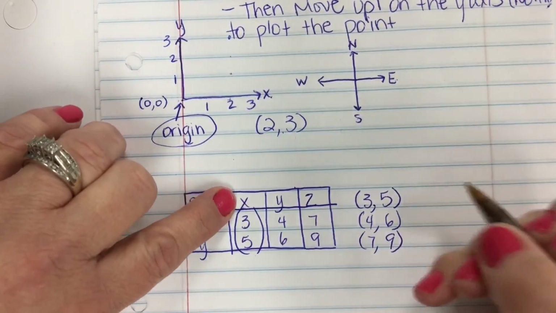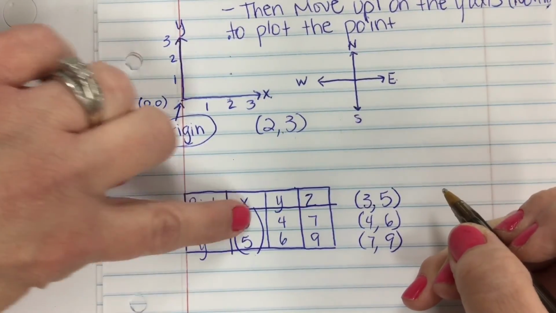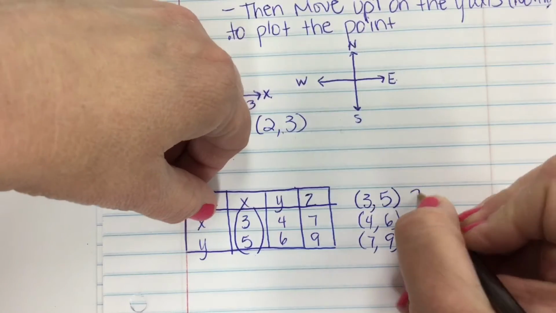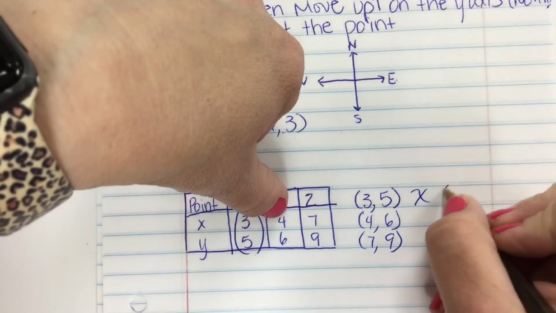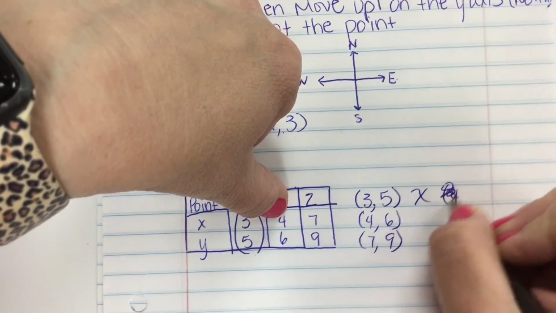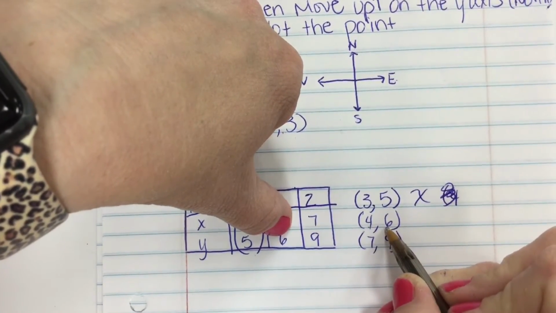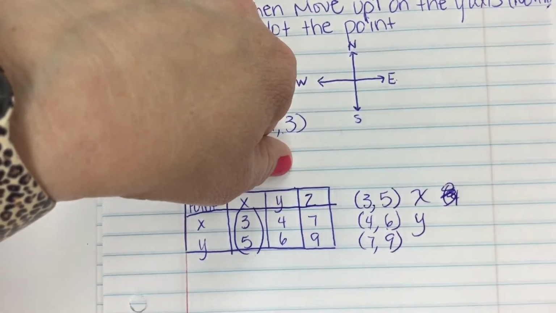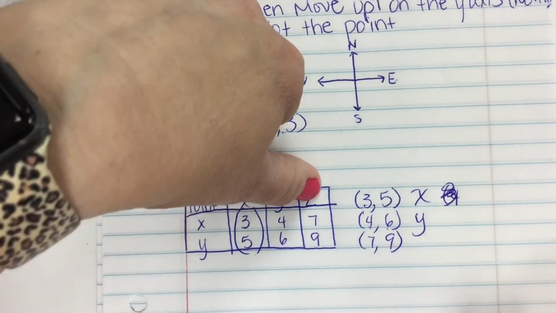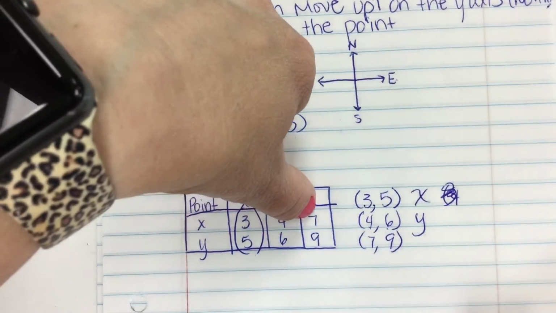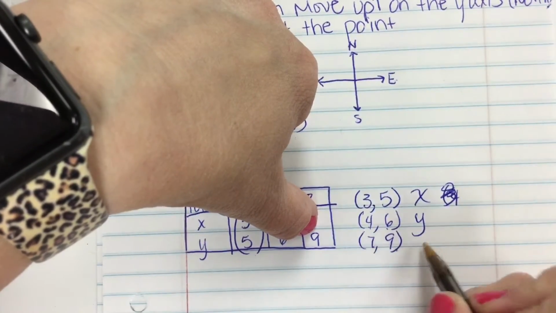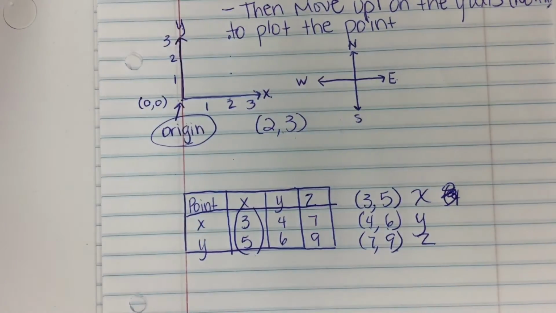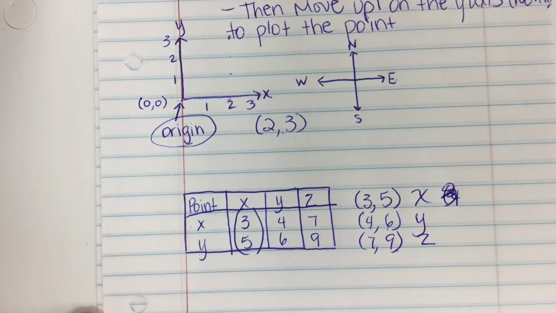So point X would be 3, 5. The X is 3 and the Y is 5. So that's point X. Okay, point Y, the X is 4, and the Y is 6. And the last one, point Z, the X is 7 and the Y is 9. So the ordered pair is 7, 9. So you're looking at the ordered pair based on what the X and the Y are.